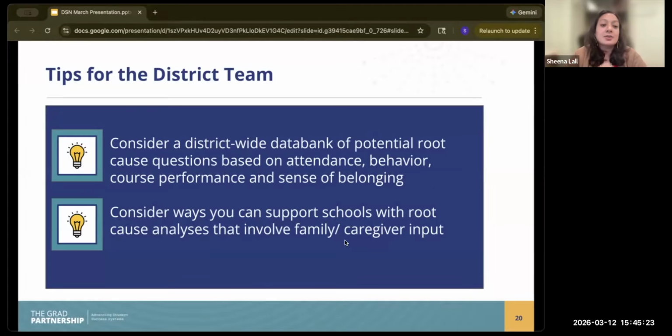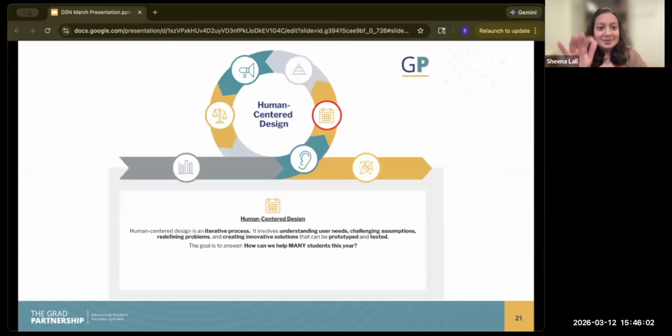And now that district has a really wonderful and robust potential question bank for root cause analysis. Something else that was really helpful was thinking about the ways that the district could support schools with root cause analysis when it came to family and caregiver input. So we did have a couple schools that identified things like lateness or absences that were really more family when it came to elementary school. So it was more of how do we help this family get their student here on time? And we needed to hear from families at that point. And something that was very difficult was actually getting responses from families. And so we want to think about ways that a district might be able to support schools in getting some input from families.